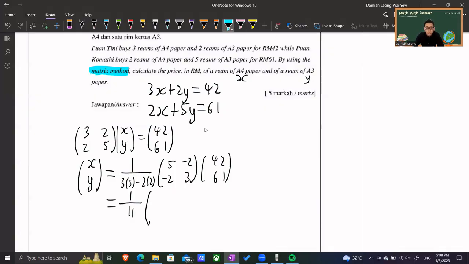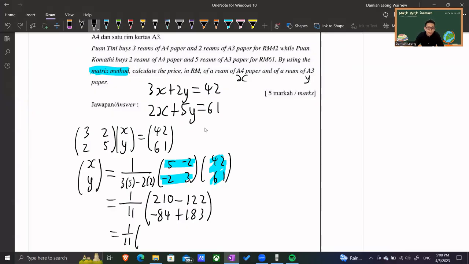Then I multiply. Make sure you multiply the matrix correctly. First matrix follow rows, second matrix follow the column. So first row, first column, 5 times 42, 210. Negative 2 times 61, minus 122. Negative 2 times 42, negative 84, plus 3 times 61, 183. So it will be 1 over 11. 210 minus 122 will be 88. Negative 84 plus 183, 99.